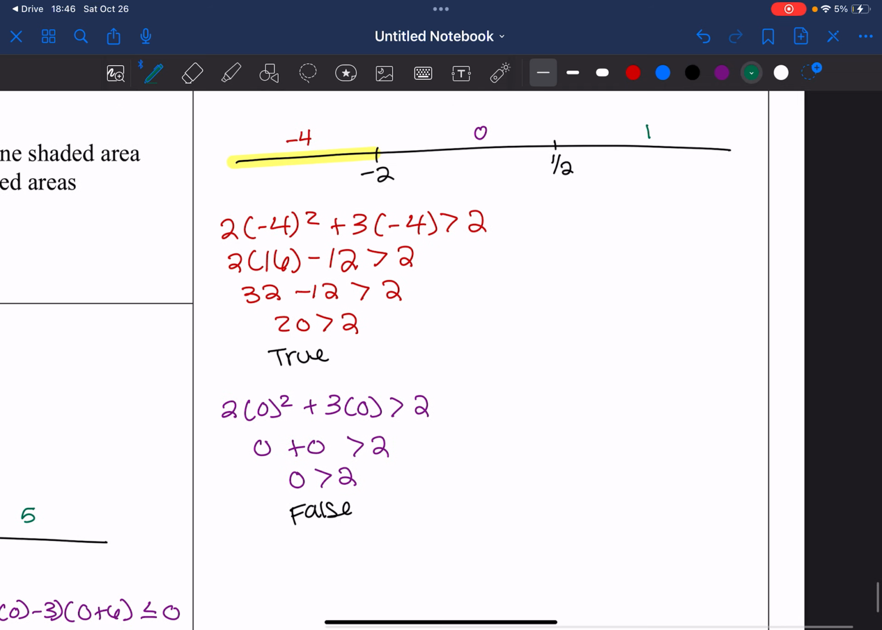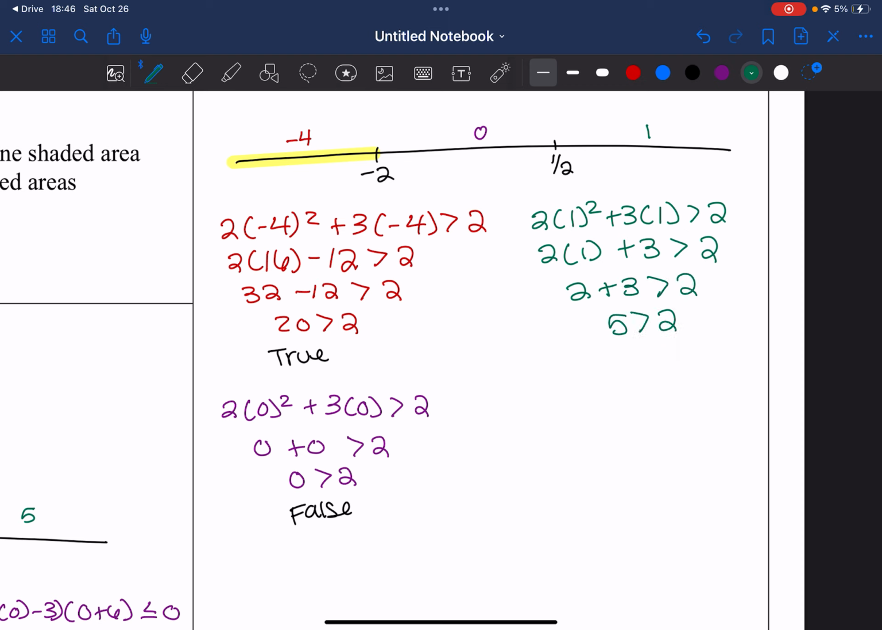And then my last test number is 1, so I have 2 times 1 squared plus 3 times 1 is greater than 2. So I have 2 times 1 plus 3 is greater than 2. 2 plus 3 is greater than 2. 5 is greater than 2. This is a true statement, so I'm going to shade on this side.